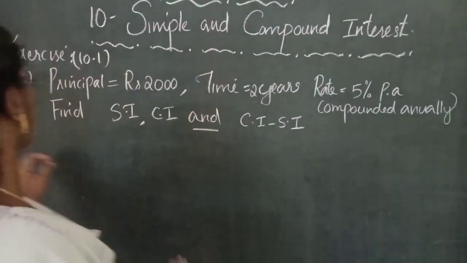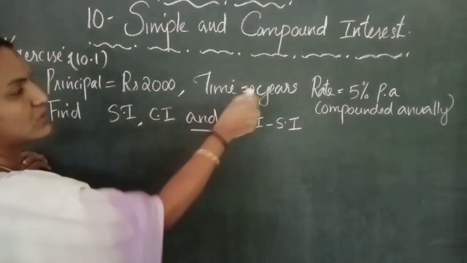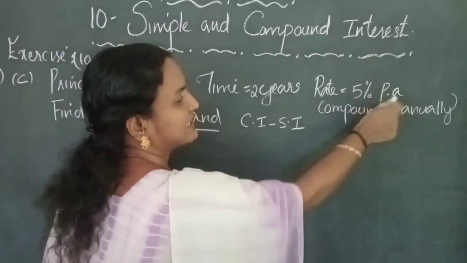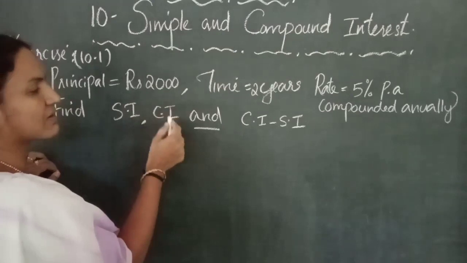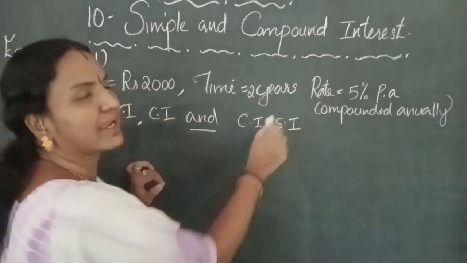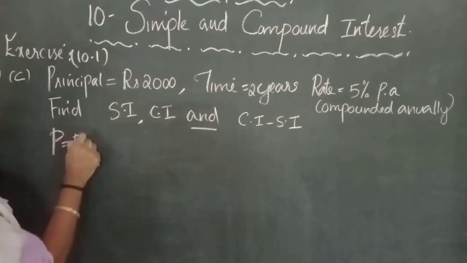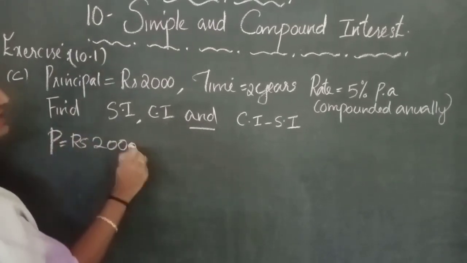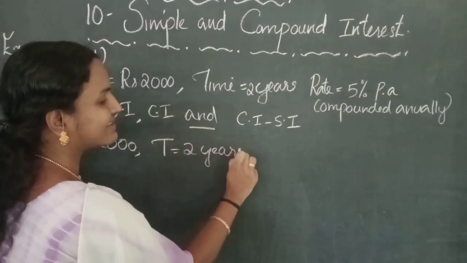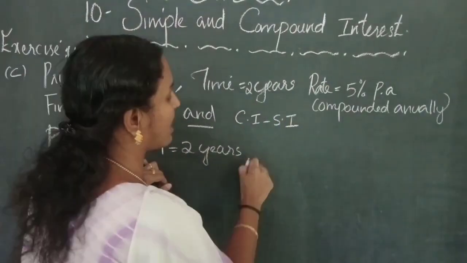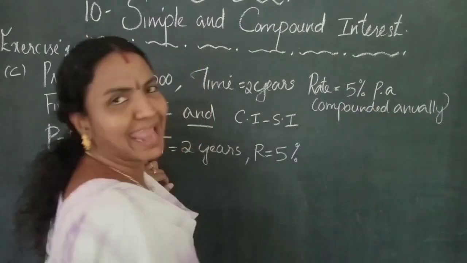Move on to option C. Principal is rupees 2000, time 2 years and rate 5% per annum compounded annually. You have to find simple interest, compound interest and compound interest minus simple interest. So what is given? Principal P is equal to rupees 2000, time T is equal to 2 years, and rate of interest R is equal to 5% per annum compounded annually.